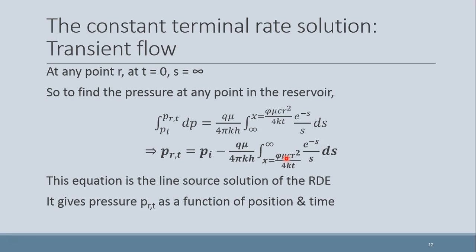Okay, that was our objective. So we have to keep the lower limit as infinity, and then x is equal to phi mu ct r square by 4kt. And inside the integration we have e to the power minus s by s ds. Okay, this implies p(r,t) is equal to pi minus q mu by 4 pi kh integral. We have reversed the limits and then we have taken out a minus sign. Okay, so x is equal to phi mu ct r square by 4kt to infinity e to the power minus s by s ds. This equation is the line source solution of the diffusivity equation. It gives pressure p(r,t) as a function of position and time.